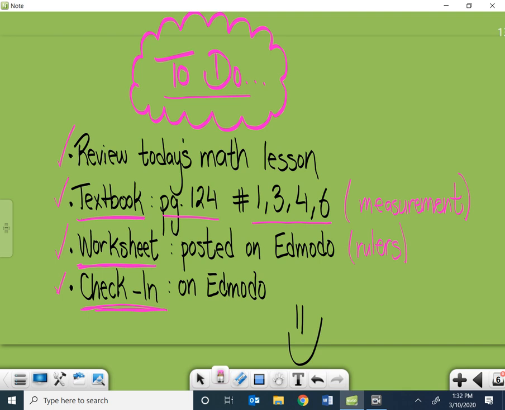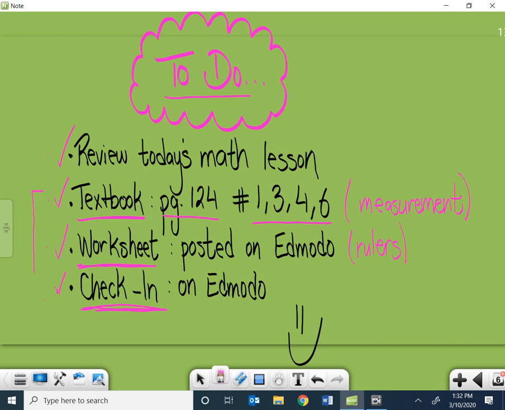So go on Edmodo, it's under your quizzes. You'll see a little tab that says quizzes, and then you can do the quiz. Honestly, today's will probably take you less than 5 minutes, probably not even, okay? So make sure you do those 4 things. At the end of today, or whenever you're doing today's lesson, make sure you've done all 4 items: review, textbook questions, worksheet, and check-in.